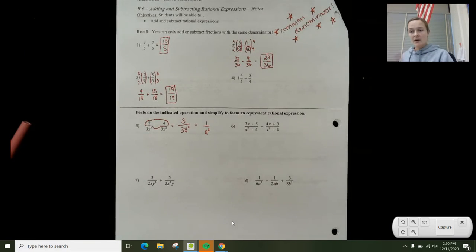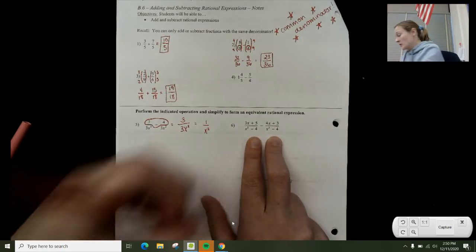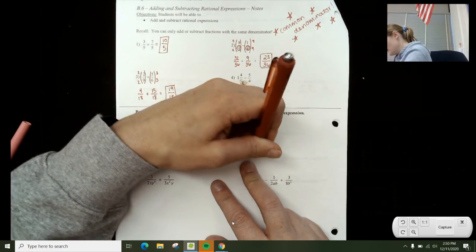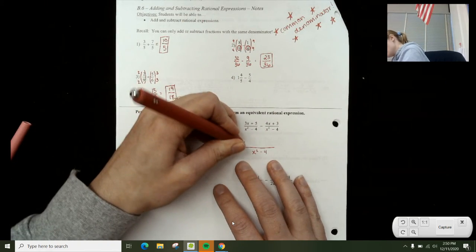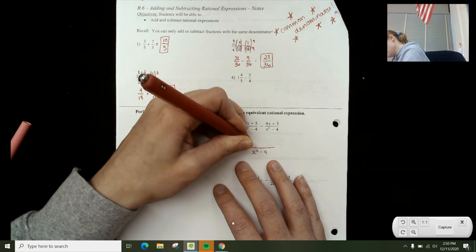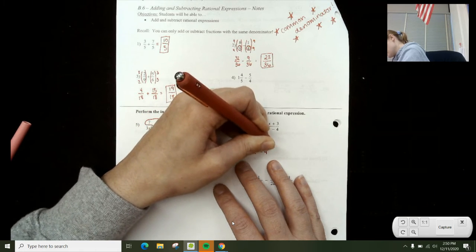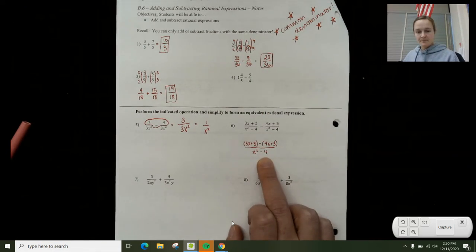So the key here is recognizing if there is an addition or a subtraction here. In number 6, I have a common denominator, x squared minus 4. So my answer is going to have x squared minus 4 in it. And I can rewrite this problem as the numerator, so 3x plus 5 minus 4x plus 3 over x squared minus 4.